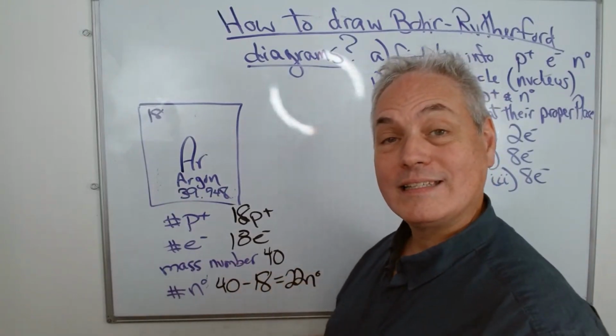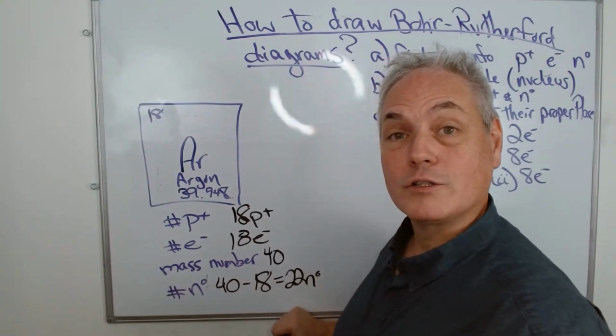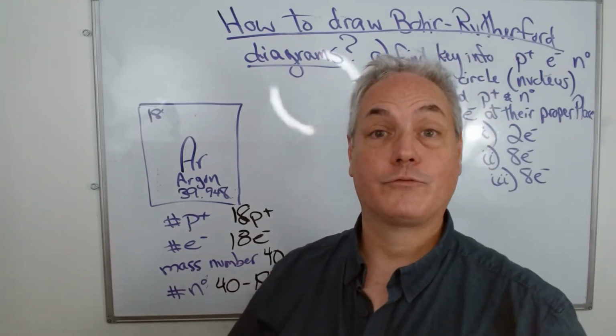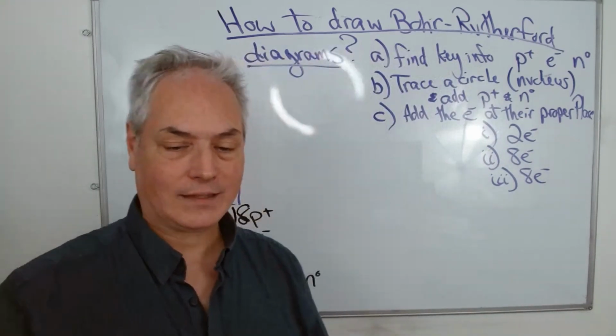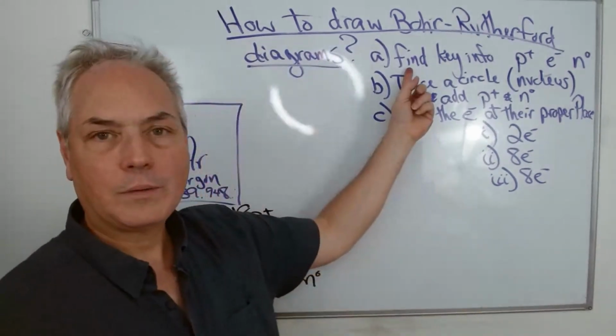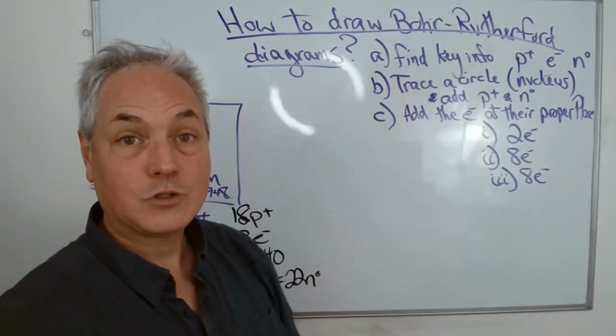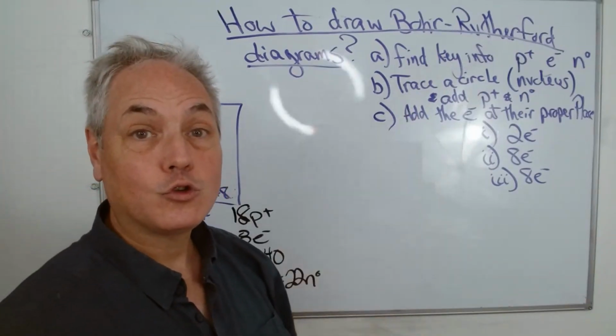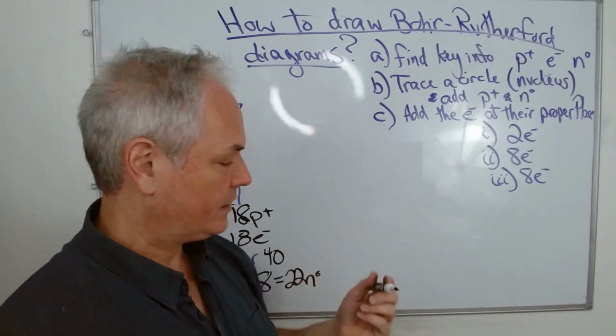So from what I can see, I have 22 neutrons in an argon atom. So let's see if I can do the Bohr-Rutherford diagram of this atom. Here, we were able to find the first piece of information, which is the information about my atom. Second, I'm going to draw the circle that represents the nucleus.